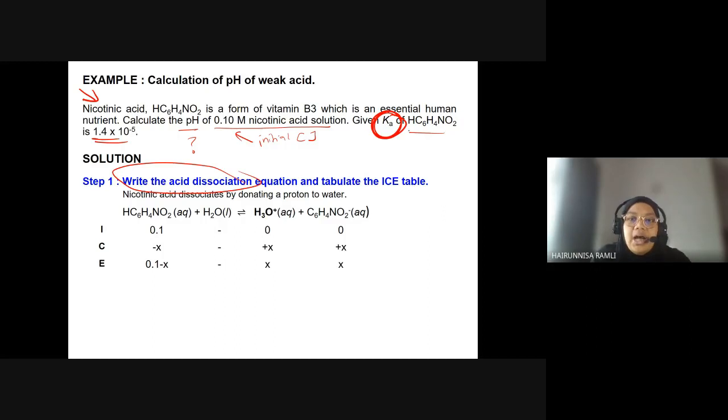Because kalau you apply balik, time bila you belajar value of K? Chapter 2, Kc, Kp. Benda tu you belajar masa bila? Masa dia reversible arrow. Equilibrium. Strong acid, strong base, adakah dia ada reversible arrow? Tak ada kan? Dia straight line saja, one direction saja. Dia jadi produk saja.